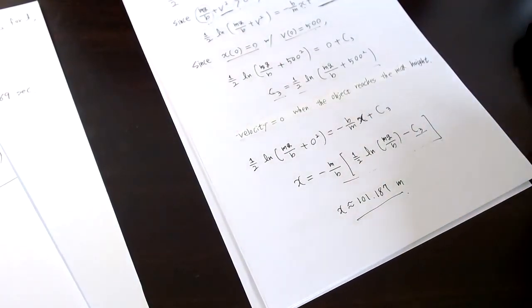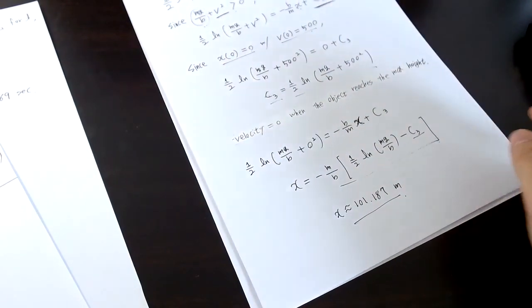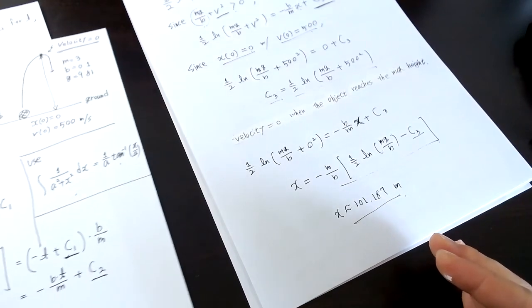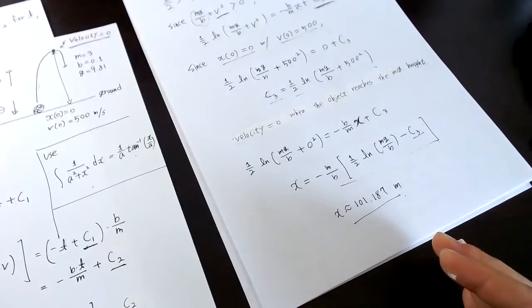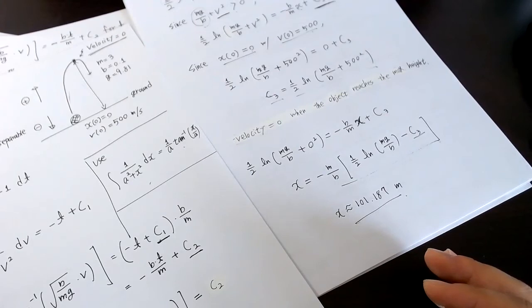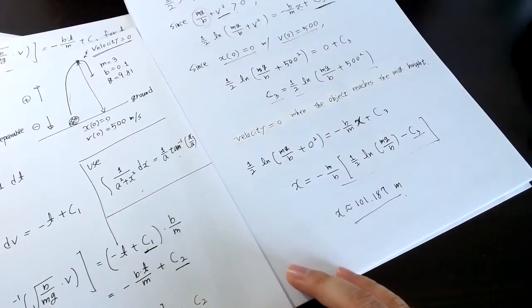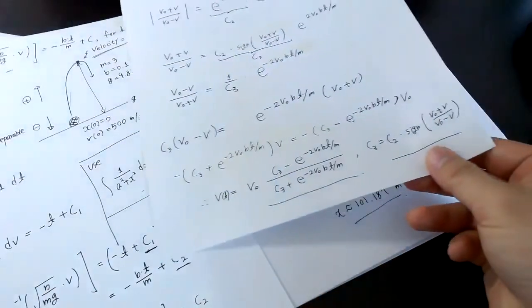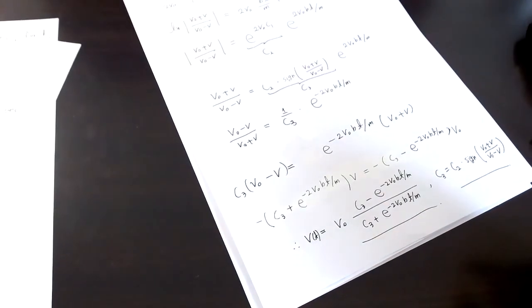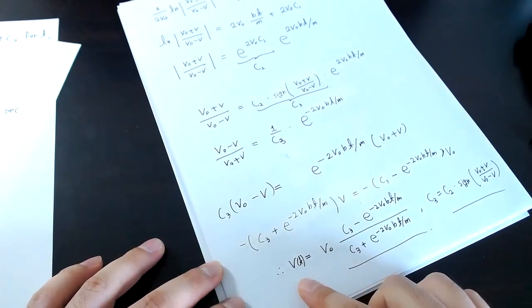Okay, so there is another way. Example 5 in chapter 3.4 gives you the formula of the velocity.